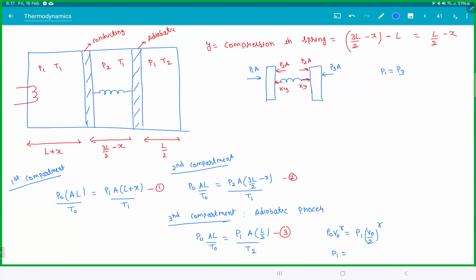Game starts from here. This is actually the question you have to solve now. You start from here. So P1 will come. Put P1 here. T2 will come. You start getting everything from here. You still need one more equation though. This is equation 4. Where is the fifth equation?